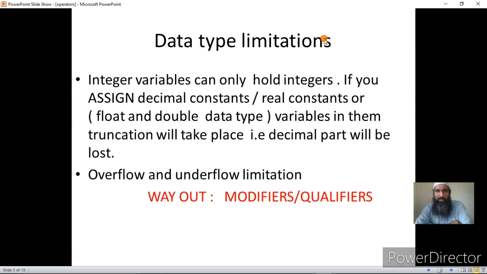If we try to assign decimal constants, another name for which is real constants, or float or double data type values, to them, then truncation will take place. That is, the decimal part will be lost.